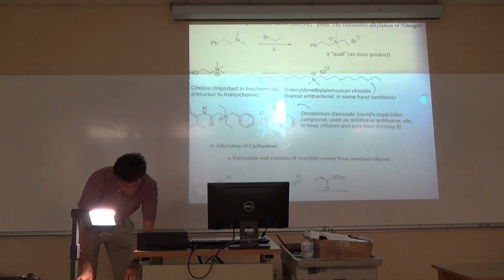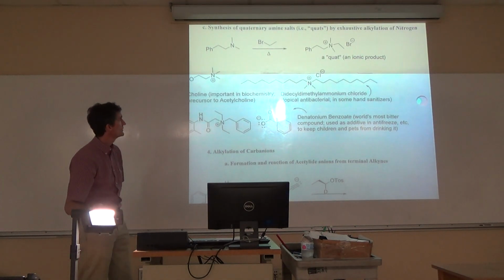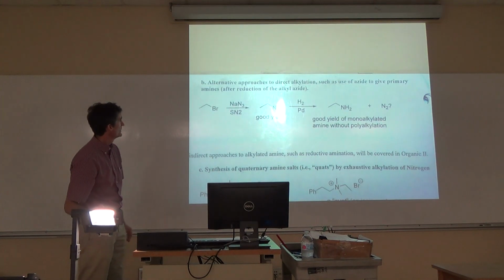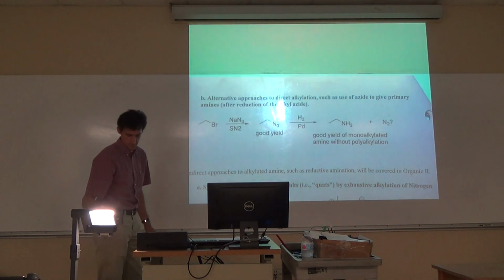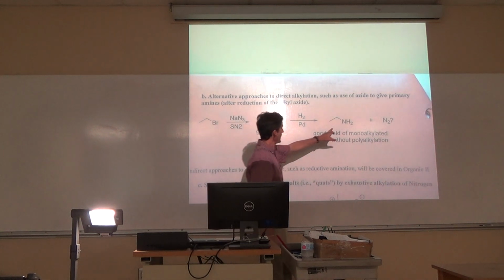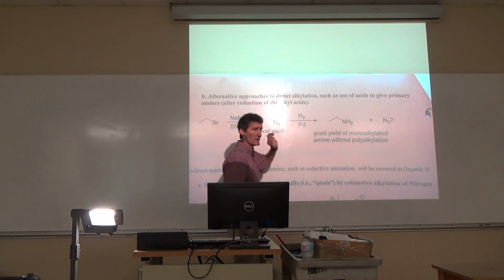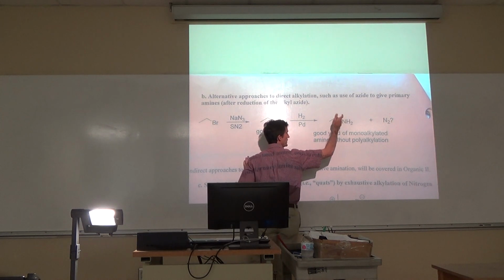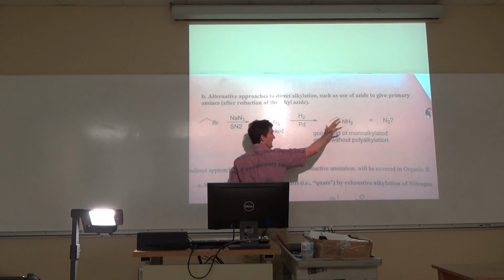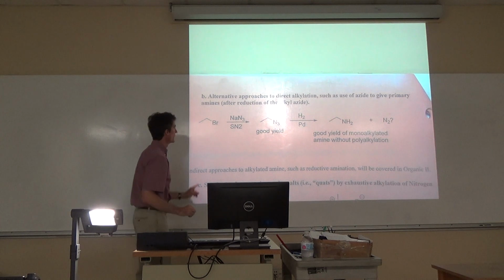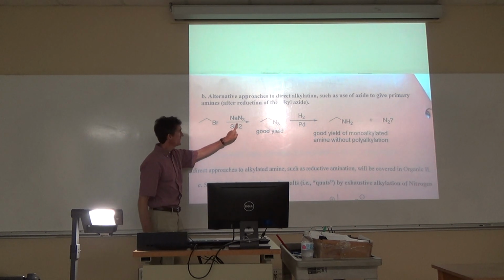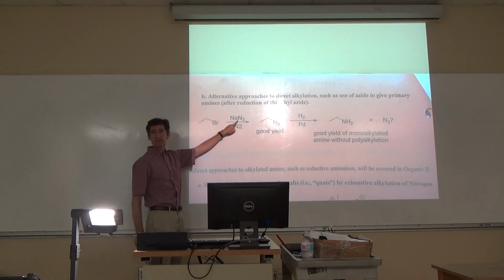Okay, there are alternatives to direct alkylations. Let's look at one here. We can make the same product shown on the previous page, but in better yield this way. Not by just taking ammonia and kicking off a leaving group. That would be a direct alkylation. Here's an alternative. Instead of ammonia, you can use azide.